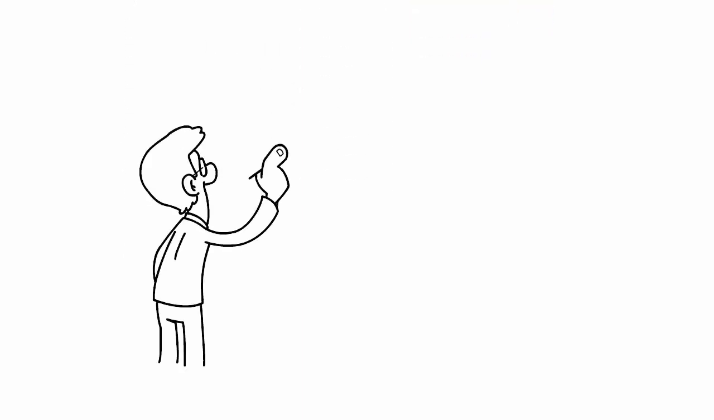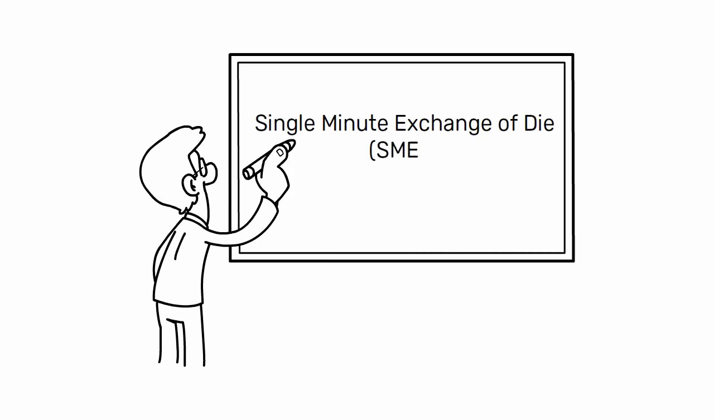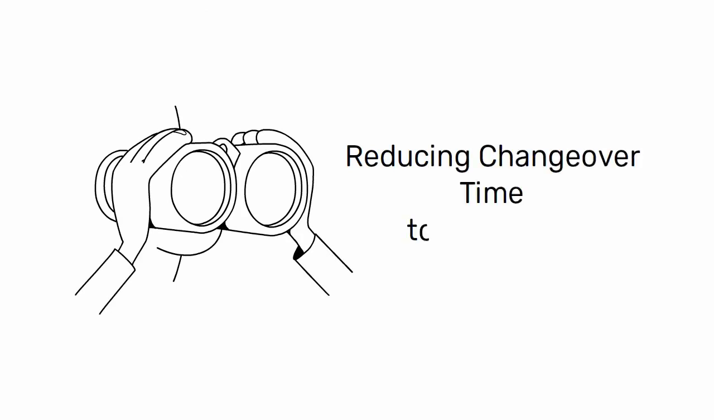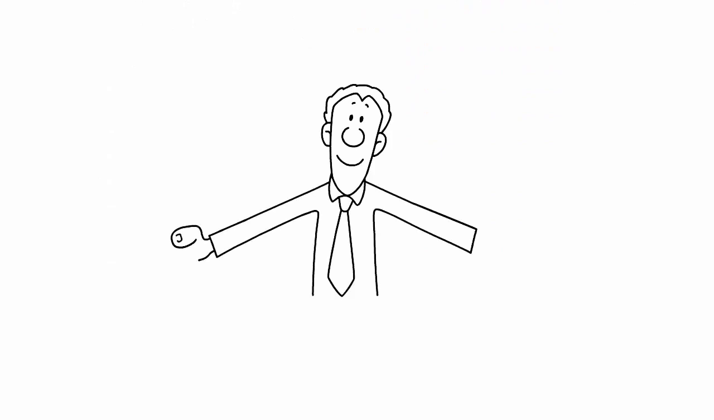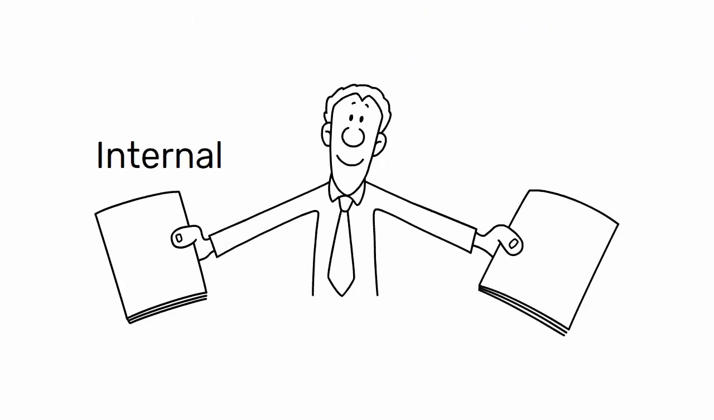One such technique is called single-minute exchange of die, SMED. SMED is a lean manufacturing tool that focuses on reducing changeover time to less than 10 minutes. SMED accomplishes this by breaking down the changeover process into two categories, internal and external setup.